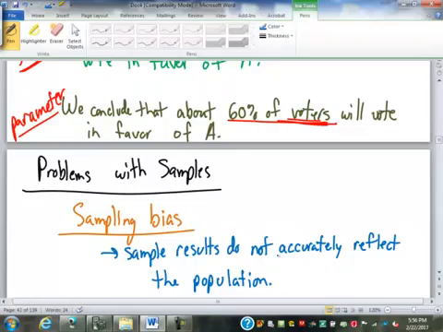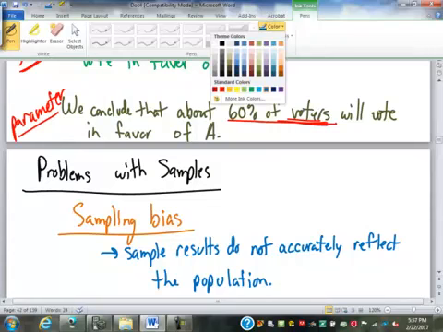So let's say we did this survey, and in our survey, 63% of the people said they were going to vote in favor of this ordinance. The election comes along, and only 30% of people vote in favor of that ordinance. Obviously, our sample was off. So that sampling bias is the difference between the results of your sample and the real value in the population.